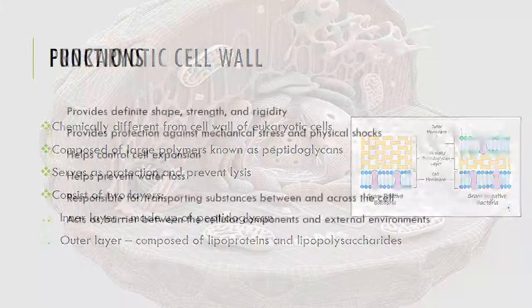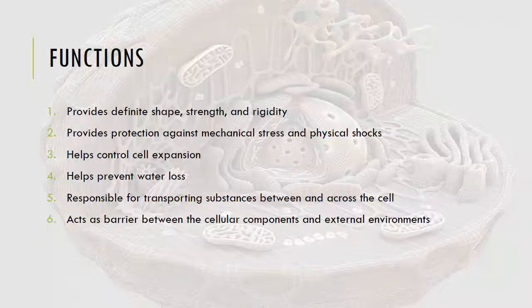And lastly, the functions of a cell wall. First and most of all, it provides definite shape, strength, and rigidity to the cell. Second, it provides protection against mechanical stress and physical shocks that might destroy the cell. Third, it helps control cell expansion by giving a limit to its growth.